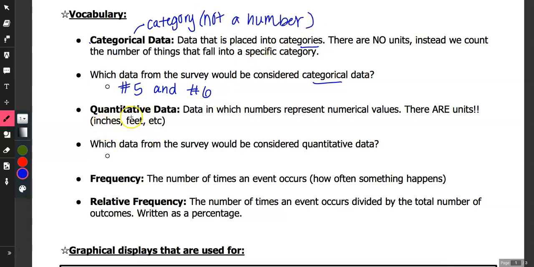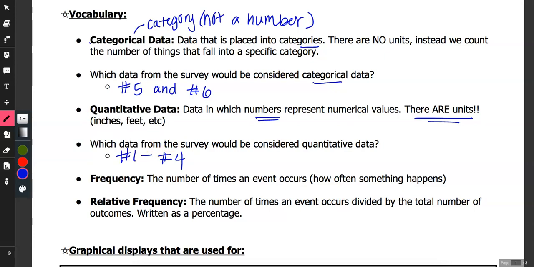On the other hand, we have quantitative data. That's where we have numerical answers, numbers. Quantitative means numbers, and there are units for these, so inches, feet, miles, seconds, things like that. What would be considered quantitative would be everything else, so number 1 through number 4, right? I'm asking you what's your shoe size? Your answer is a number. What's your height? How many text messages? Anything where the answer is a number would be considered quantitative.